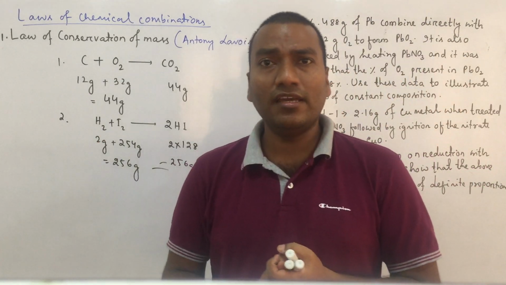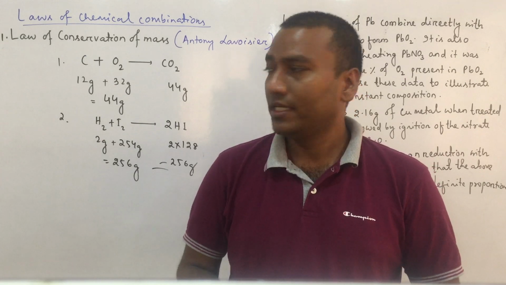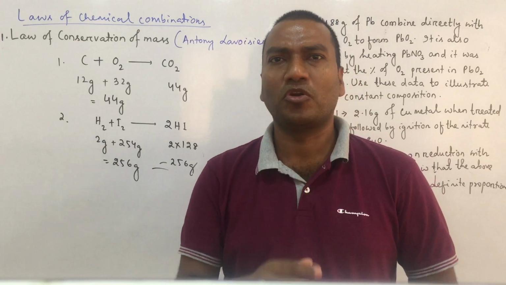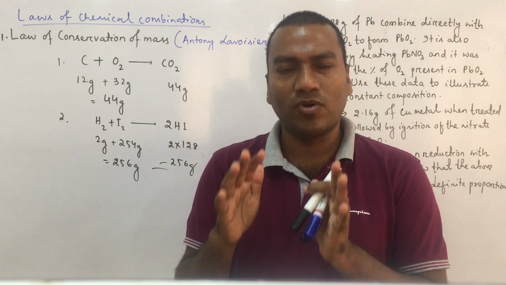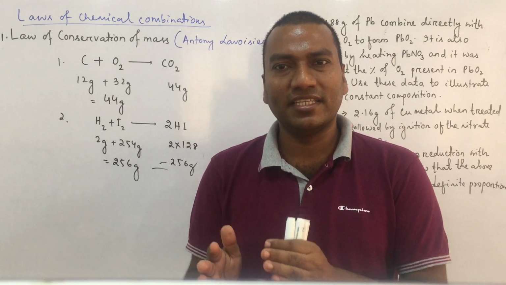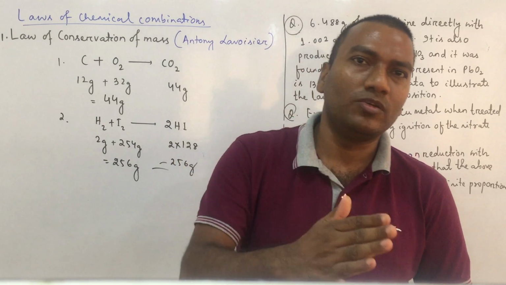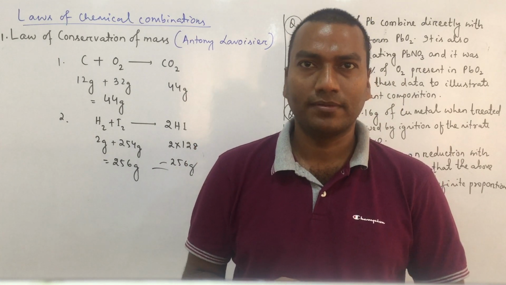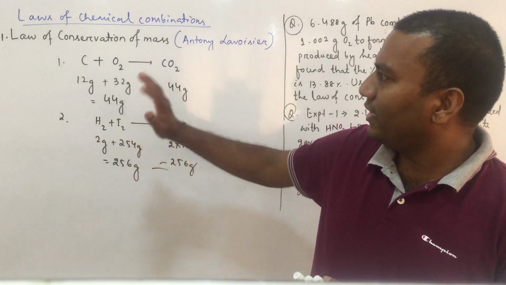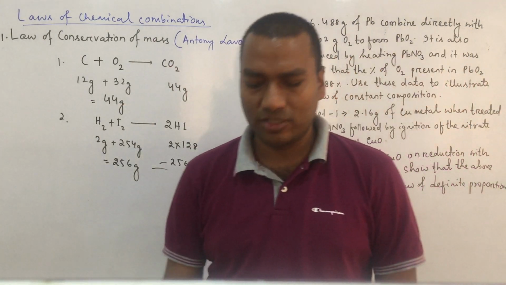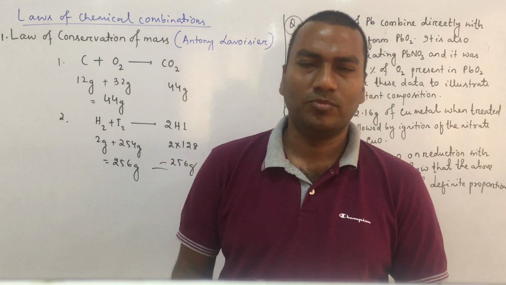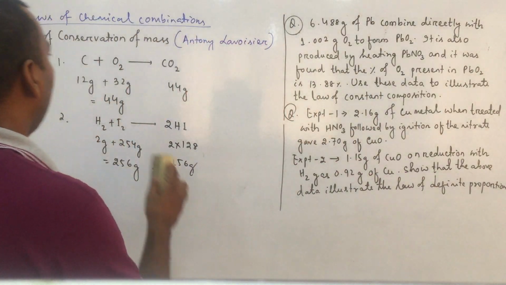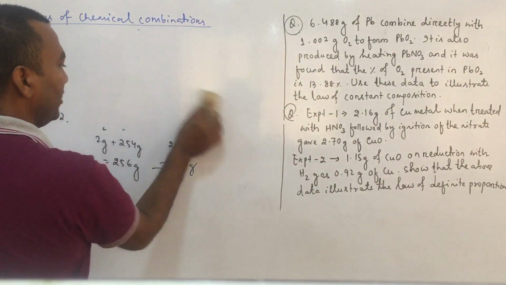But in a nuclear reaction, the mass of the reactant side never equals the mass of the product side. Always the mass of the reactant side is greater than the product side. Why? Because whatever mass decreases on the product side is converted into energy, according to Einstein's equation E equals mc square. That part you will read in physics. Clear? So in a chemical reaction, the mass of the reactant side is always equal to the mass of the product side. This is the first law, the law of conservation of mass, which was given by scientist Antoine Lavoisier.